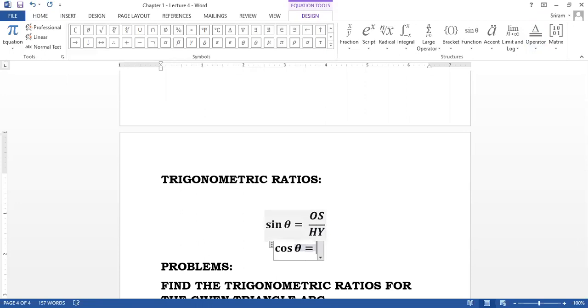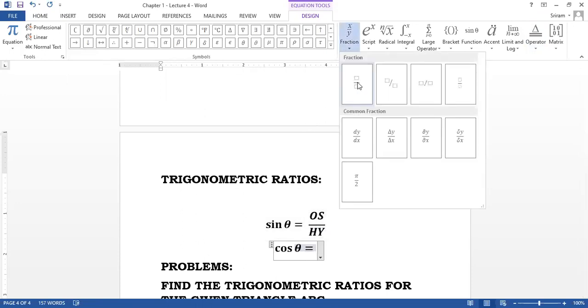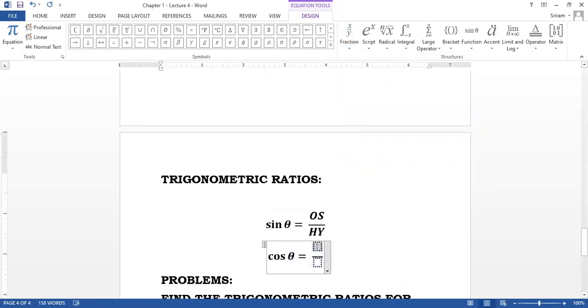Previously we considered the opposite side. Now here I am going to consider the adjacent side. So sine theta is equal to opposite side by hypotenuse. Cos theta is nothing but adjacent side by hypotenuse.